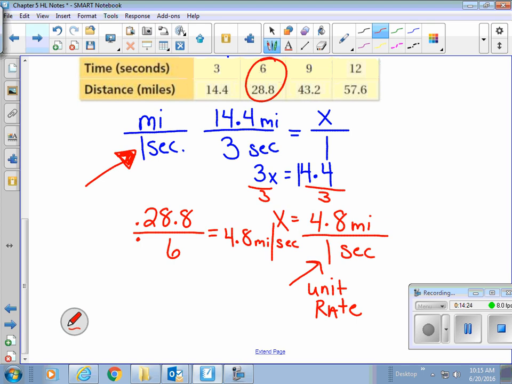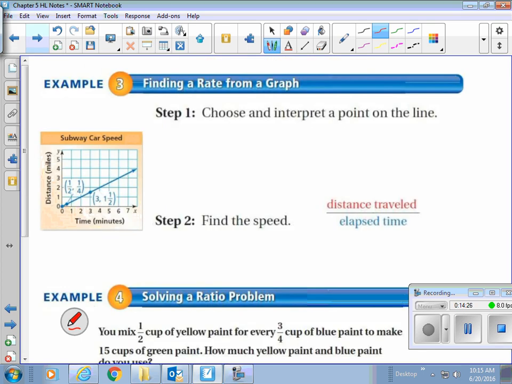If we move on to example 3, finding a rate from a graph. It says step 1, choose and interpret a point on the line. We're going to actually look at both points on the line and interpret what they mean. Our first point here has the ordered pair 1/2, 1/4. Remember, in an ordered pair, x comes first, followed by y. Notice that this is your x value, and this is your y.